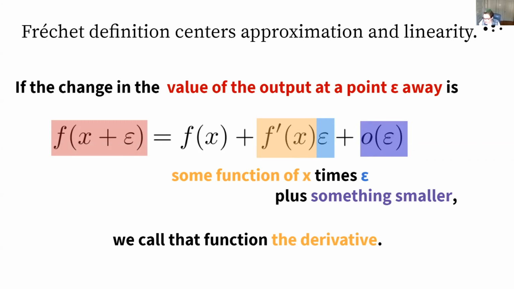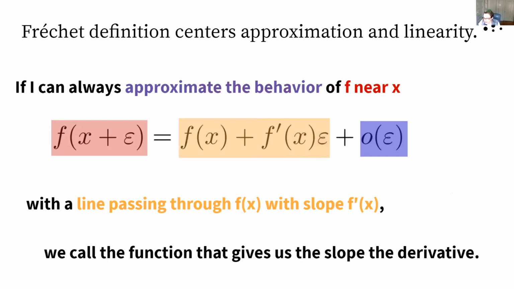So finally, that's the centering of approximation. The other thing is that what we have here is an equation for a line. So the other way of stating that definition is that if I can always approximate the behavior of f near x with a line passing through f of x with slope f prime of x, we call the function that gives us the slope the derivative.